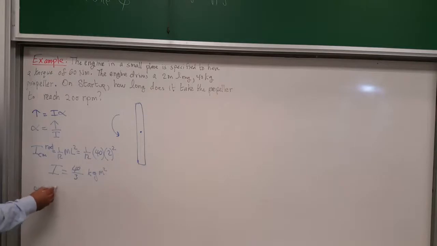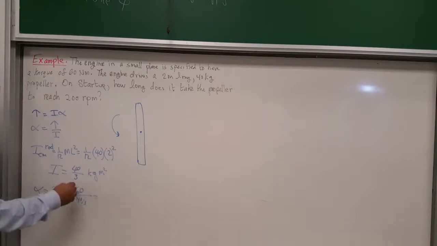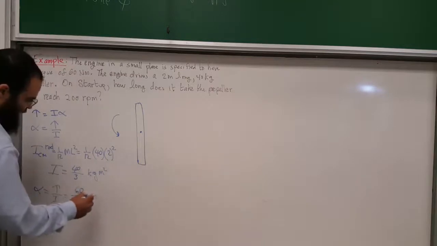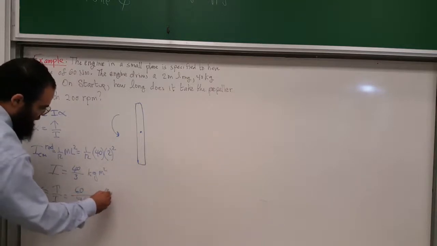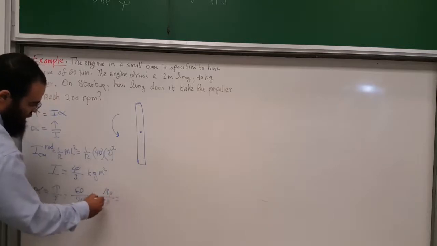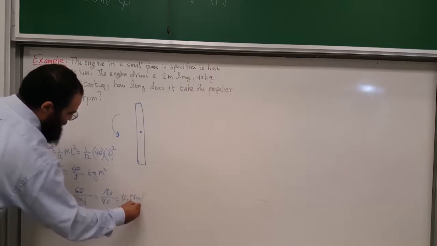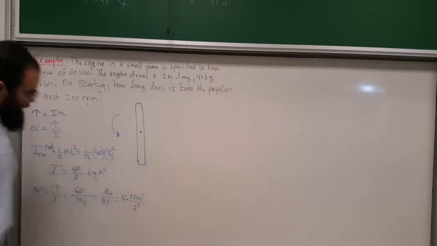So alpha will be tau over I, and tau is 60 divided by 40 over 3. So the 3 goes upstairs, so it becomes 180 divided by 40, and that's 18 over 4, or 9 over 2, or 4.5 radians per second squared. That is alpha.